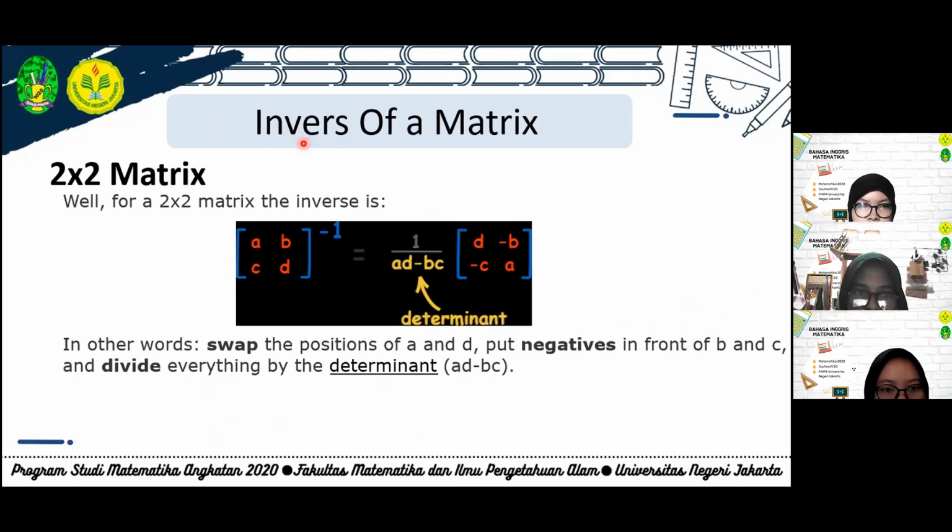Now we have the inverse of a matrix. For a 2 by 2 matrix, the inverse is going to be equal to 1 over the determinant of the matrix times the adjugate of the matrix. Or in other words, we can say swap the positions of a and d, put negatives in front of b and c, and divide everything by the determinant, a times d minus b times c.